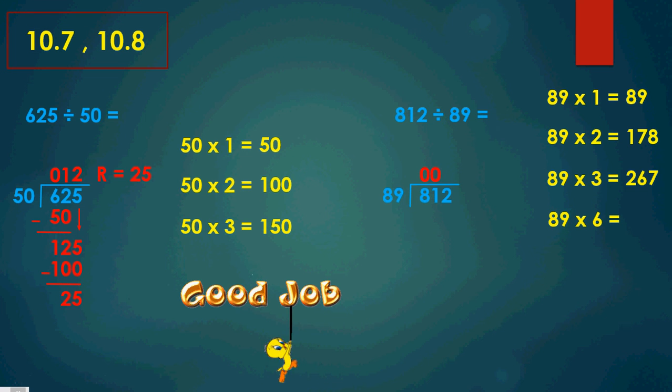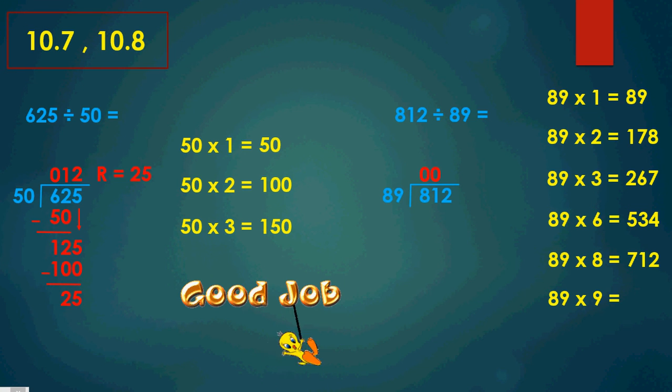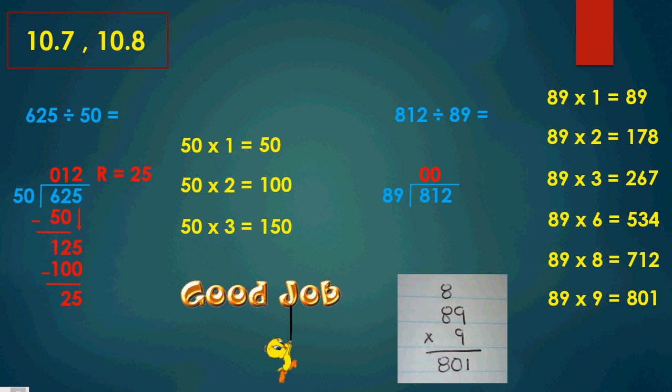So I'm going to skip some numbers. I'm going now to try with 6. 89 times 6 is 534. So I can continue. 89 times 8 is 712. Okay? 89 times 9 is 801. Remember, I resolve it this way.